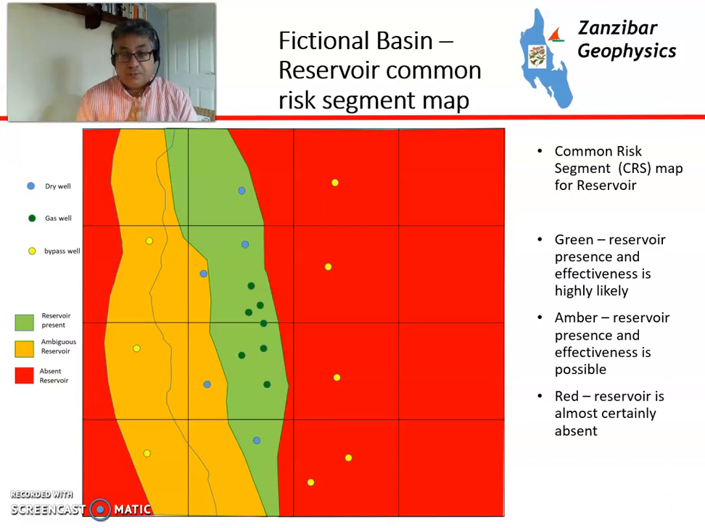So in this particular case, you're looking at reservoir. The green area is your shore face sand. The yellow area is your coastal plain, you know, the channels within that, the shore face can migrate a little bit, but relatively low chance of success. And then your red areas are where this particular reservoir is absent. Now, there are other reservoirs in these areas, but we're not talking about them. We're just talking about this one. So green is good, amber, possible, red, highly unlikely.